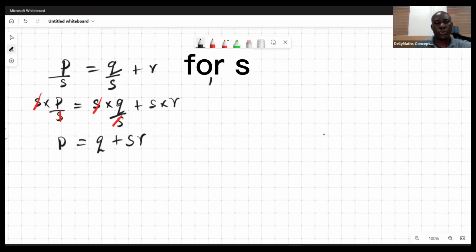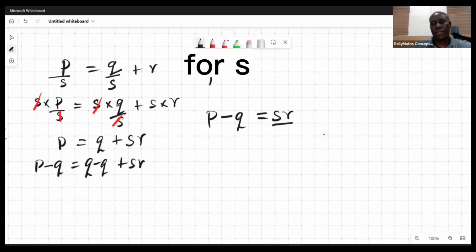Then we're going to minus q from both sides. So we'll have p minus q, q minus q, plus sr. So then if we're looking at this, p minus q is equal to sr. Then we're going to divide both sides by r. So p minus q over r is equal to s. There you go.